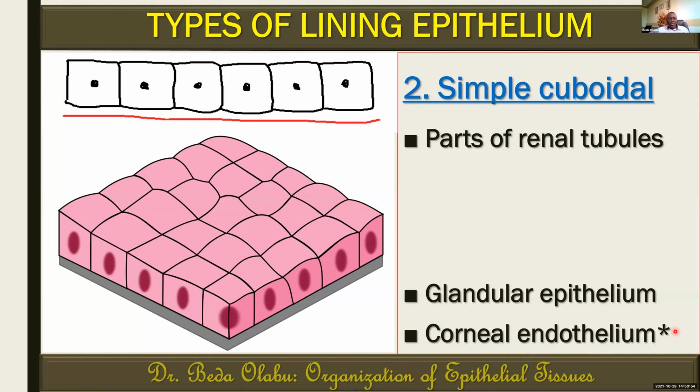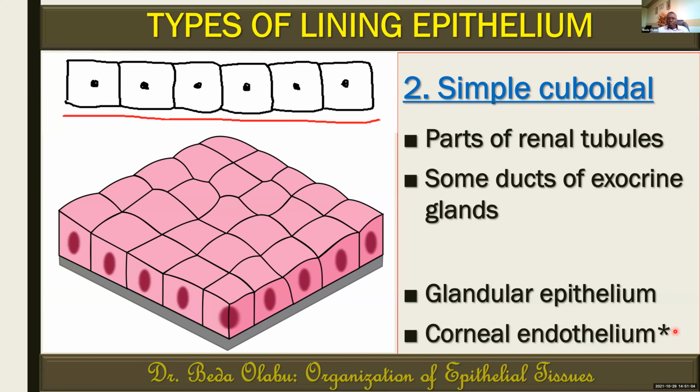We find it in the epithelium of the cornea as well. Remember, I told you that corneal endothelium, the epithelium on the inside of the cornea, can either be simple squamous or simple cuboidal. Some ducts of the exocrine glands will have this epithelium, especially the smaller ducts. And the thyroid gland also has this kind of epithelium, simple cuboidal epithelium.